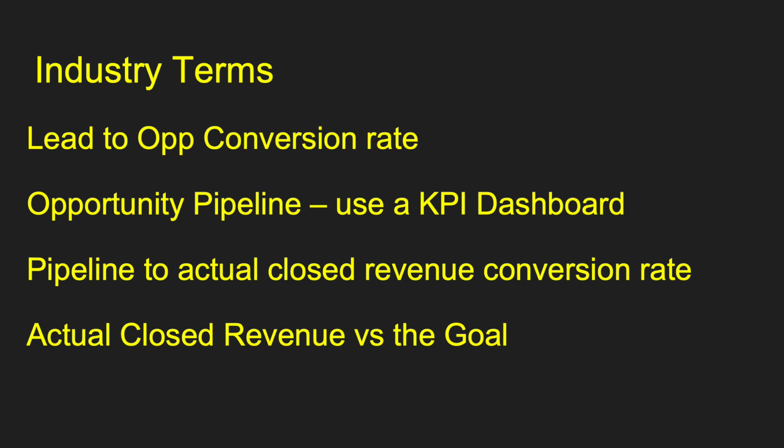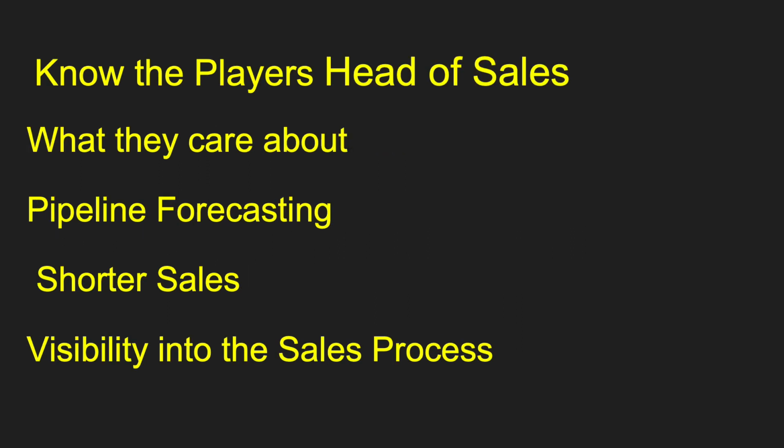Some additional industry terms are lead to opportunity conversion rate. You need to know what that is. Essentially, how many of your leads convert to opportunities. Your opportunity pipeline. Typically, you'll see this in your KPI dashboard. How healthy is your opportunity pipeline? Pipeline to actual close revenue conversion rate. So of your pipeline, how much of it actually closes down to actual revenue? And the actual close rate versus the goal. So if your goal was $1 million, how close did you get to that with your actual revenue that was sold?